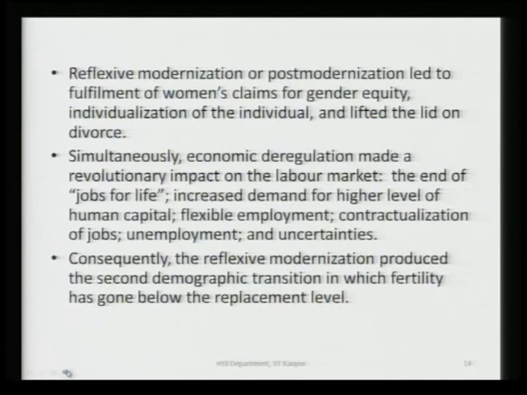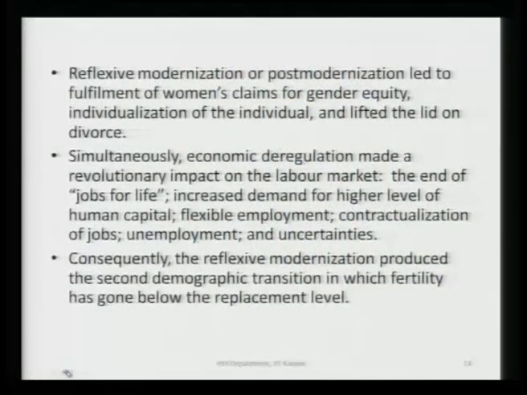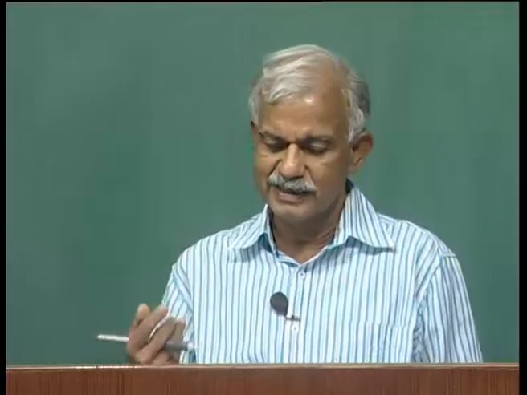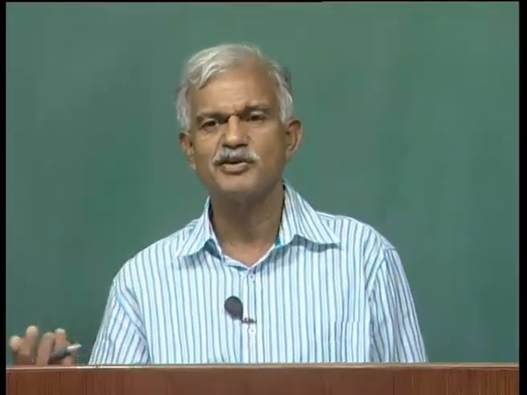The end of jobs for life. You do not have jobs for life. India is also not untouched by this. Informalization of the labor force in the last plan was only indicative of the fact that there are no jobs for life. There is more informalization and contractualization of work, so leading to uncertainties in life and a desire among parents not to have so many children.